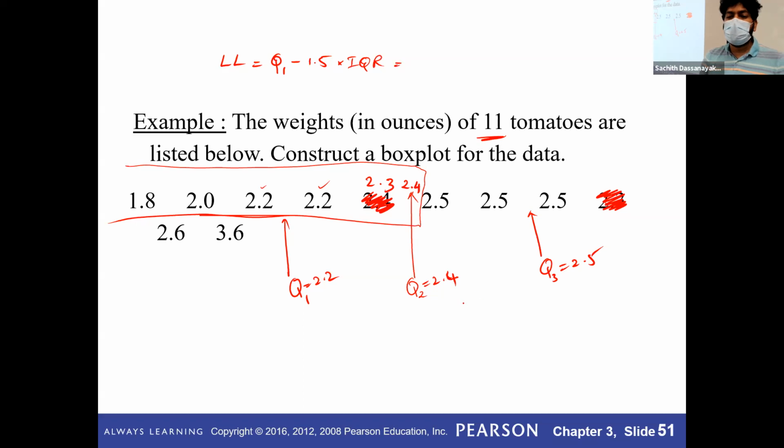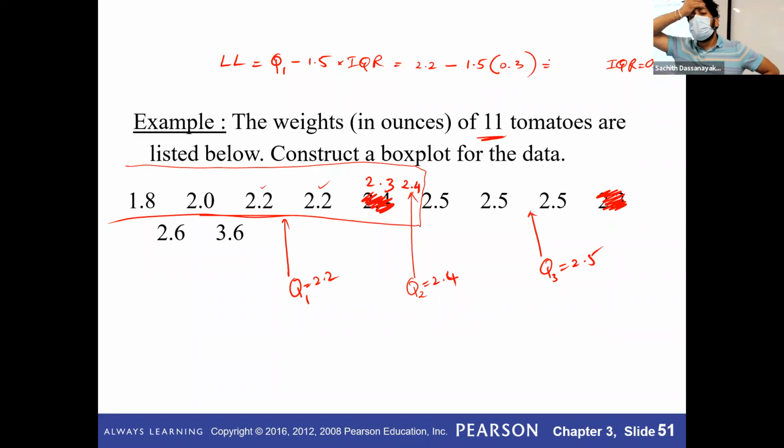So IQR is Q3 minus Q1, let me write IQR here, which is 2.5 minus 2.2, 0.3. Now, Q1 is 2.2 minus 1.5 times, I'll use brackets to show the multiplication, IQR 0.3. So what's this value? 1.5 times 0.3 is 0.45, so 2.2 minus 0.45 is 1.75. Yes, it is 1.75.